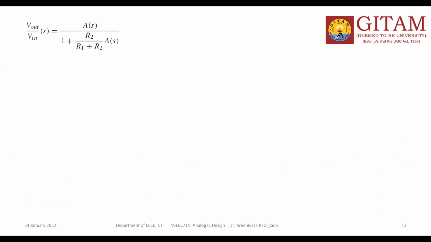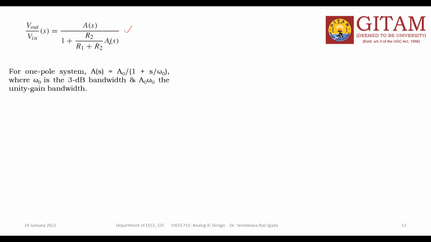So I will start. This is the transfer function. Earlier I wrote output by input is equal to open loop gain by 1 plus R2 by R1 plus R2 into open loop gain. Then for a one pole system, one pole system means A of S is equal to A naught by 1 plus S by omega naught.